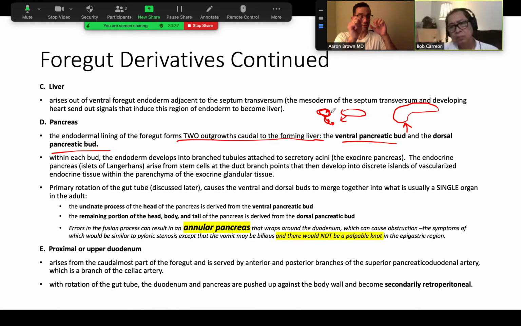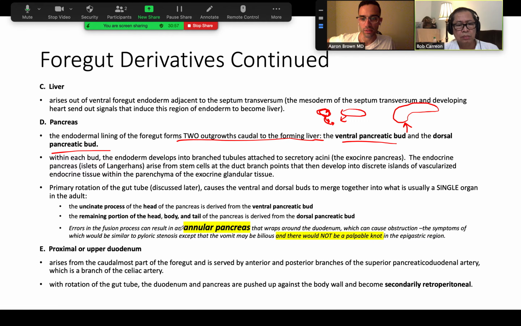And then on the other side, you have another strip. And so you end up having an annular pancreas that completely, 360 degrees, wraps around the gut tube and can obstruct the movement of food particles and chyme and everything else through the digestive system, okay?